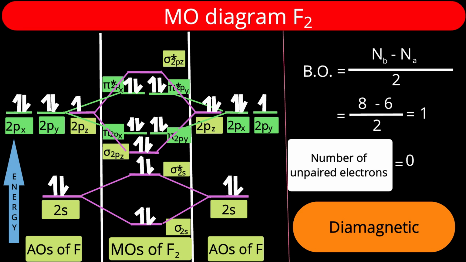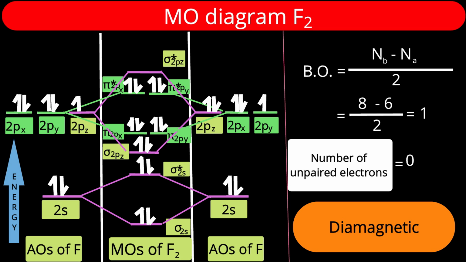10 electrons are over. The 11th electron will enter in pi 2px, the 12th in pi 2py. The 13th will pair in pi 2px, and the 14th will pair in pi 2py. The 15th will choose the higher orbital pi star 2px. The 16th will enter in pi star 2py. The 17th will pair, and the 18th will pair in pi star 2py.